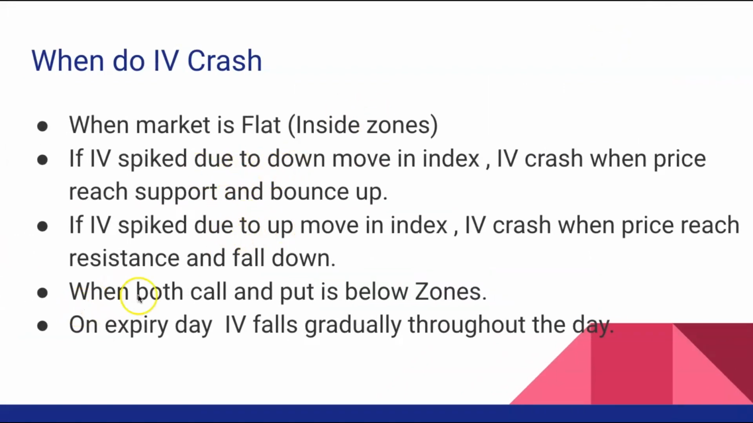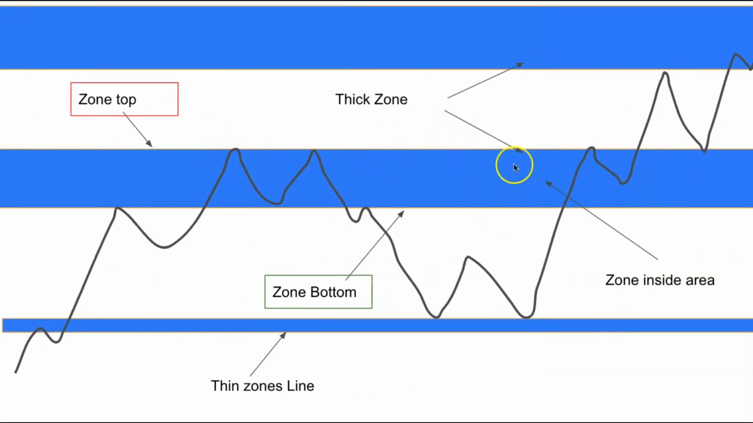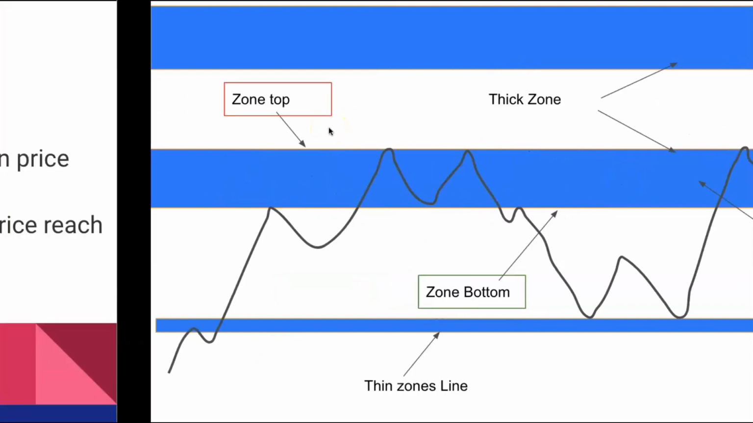And the next one is when both the call and put option are below the zone. So this is just like a future zone. If you look at the call option zones and put option zones, if both the call option and put option are below the zones, the IV will be crashing. For example, if you look at the call option and put option, only if it is shooting up, the IV will be spiking. If it is below the zone, we have lots of resistance. So if there is no up move, there won't be any IV spike. So if the call options and put options are below the zones, we can expect some IV crash.